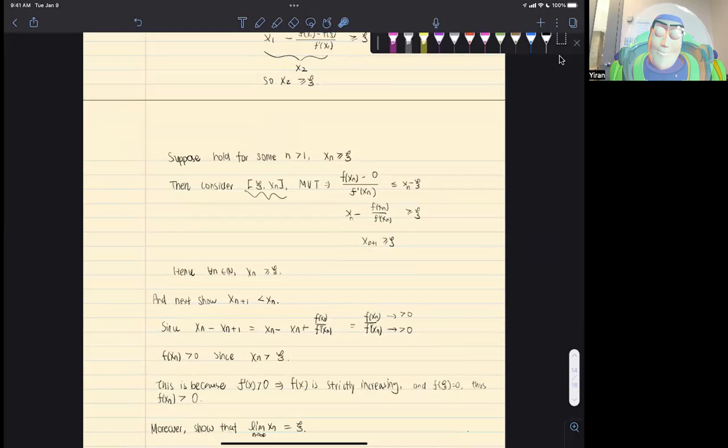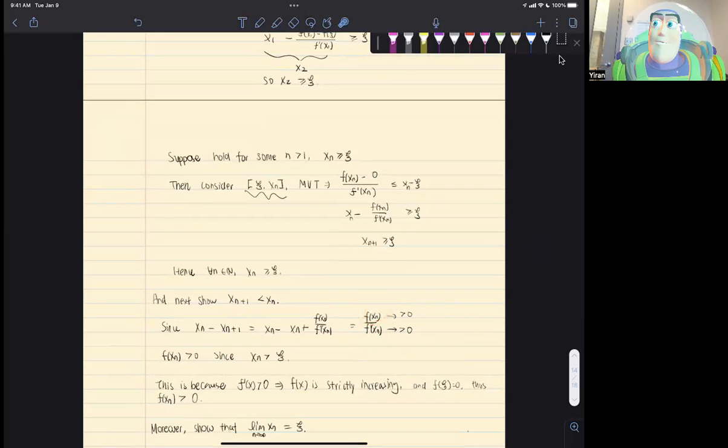And to show that, what we can do is we just need to show this, right? Apply the definition for xn plus 1. So we need to show this is strictly larger than 0. Well, we already know f prime is larger or equal than 0. So we only need to show this is larger or equal than 0.